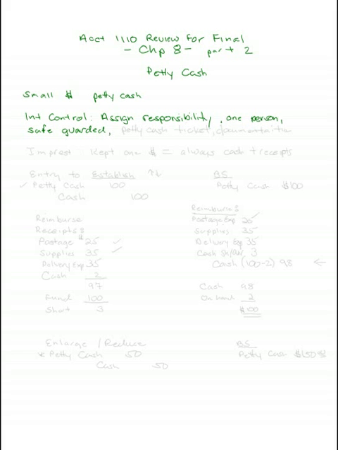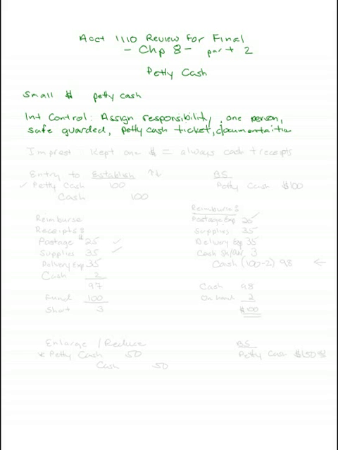When they reimburse someone for an expense, they issue a petty cash ticket or a petty cash receipt. Your author calls it a ticket. And to that they attach the receipt and have the person sign it. So there's proof and documentation. And this person's in charge of keeping track of that fund.